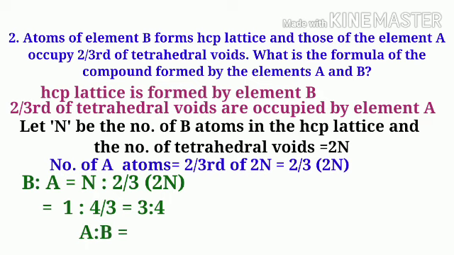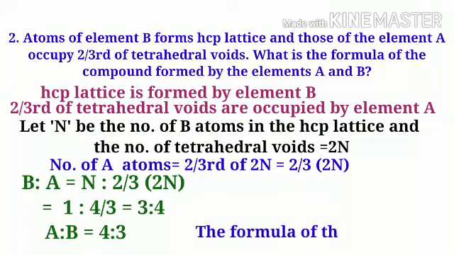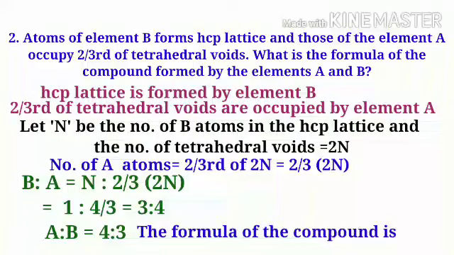That is 3:4. Therefore, A:B is equal to 4:3. Therefore, the formula of the compound is B3A4. We can write this as A4B3. Therefore, the formula is A4B3.